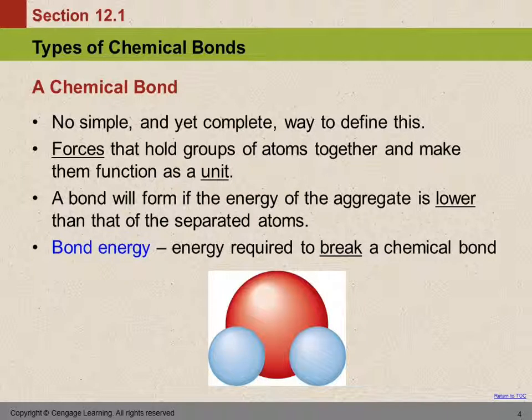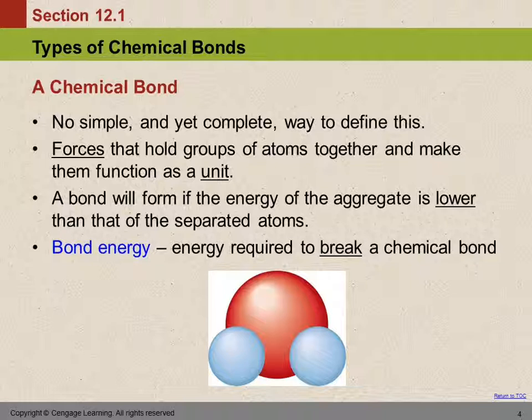So there's not a simple and complete way to define what a chemical bond is. A chemical bond includes the forces that hold groups of atoms together and make them function as a unit. We've talked about water and we've drawn pictures of water molecules. And we know that when you freeze water, the hydrogen and oxygen atoms stay together. And when you melt it and boil it and pour it into a cup, it all stays together. It's the chemical bonds, the forces that keep those atoms together in a molecule, and they function as a unit.